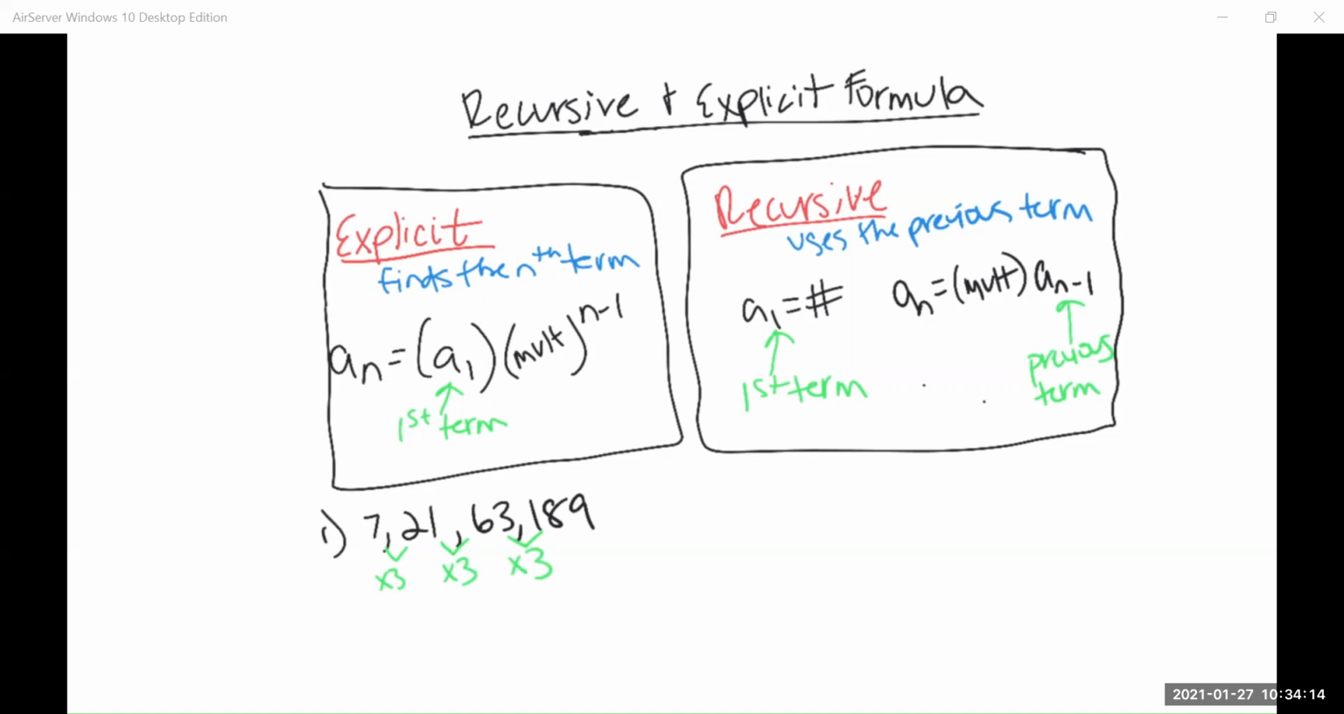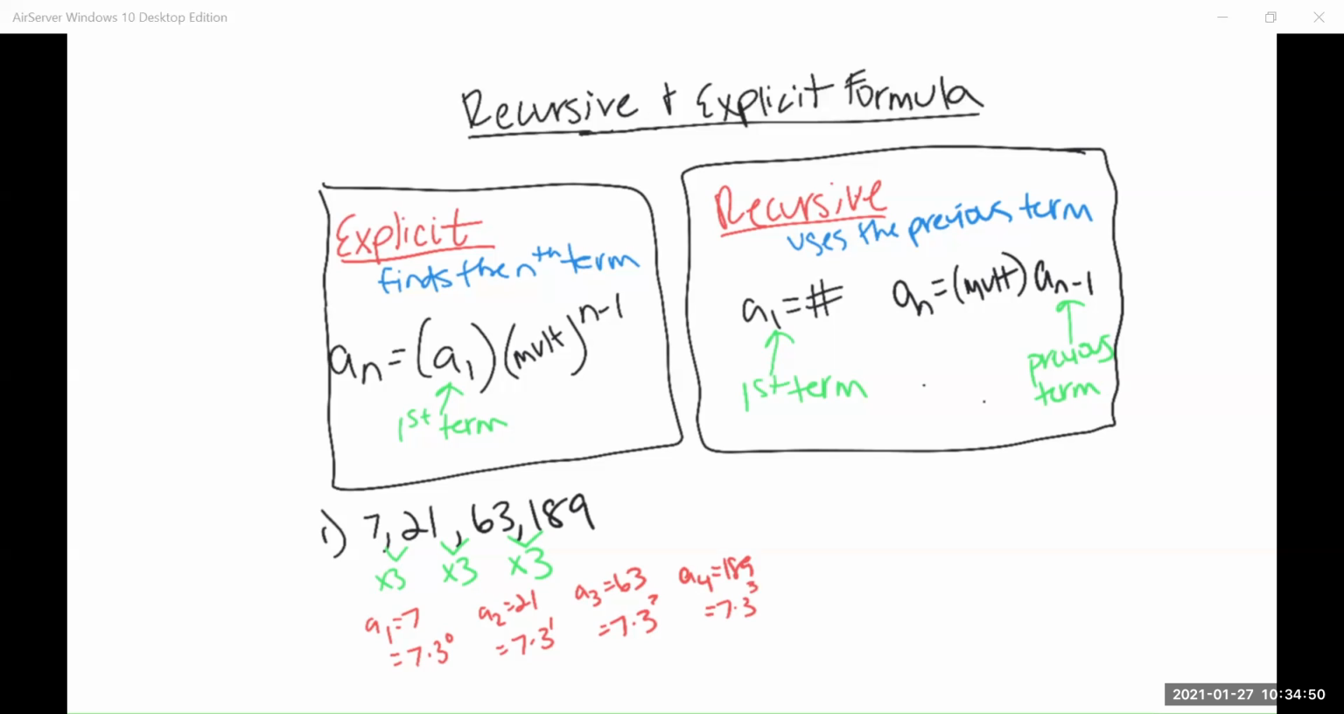So if I were to write it out, my first term is 7. Well, how am I getting 7? I'm multiplying 7 times 3, 0 times. How do I get to my second term? I'm multiplying 7 times 3, 1 time to get to 21. To get to my third term of 63, I'm taking 7 and multiplying by 3, 2 times. And my fourth term, 189, I'm multiplying 7 times 3, 3 times.